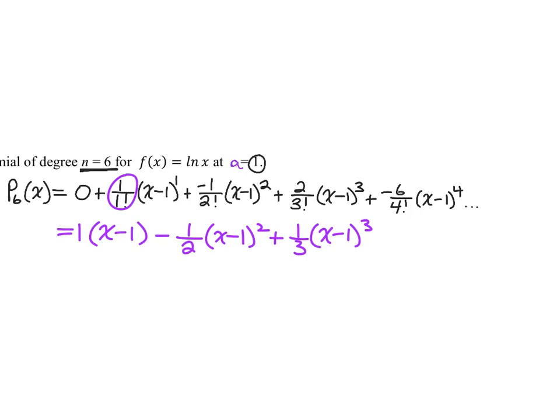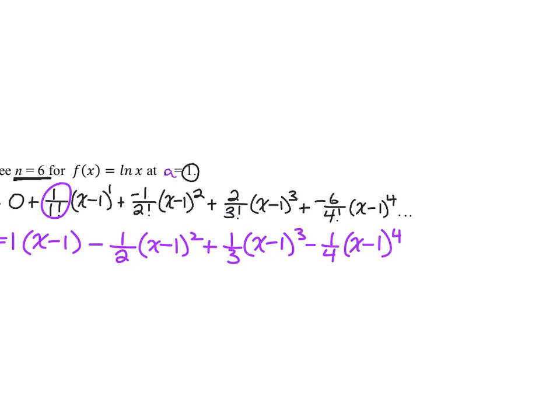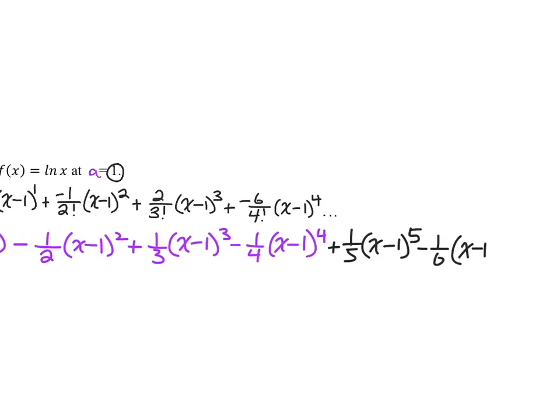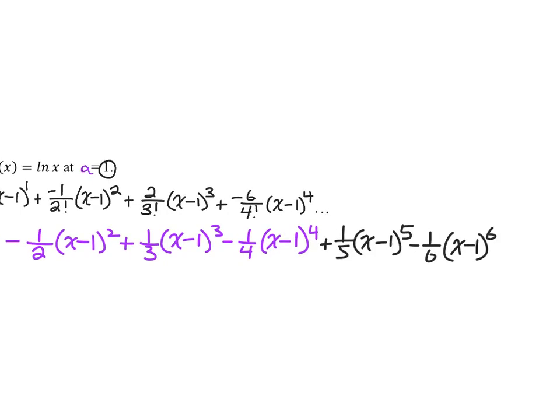4 factorial is equal to what? 24. What's 6 into 24? What does that simplify down to? 1/4. So minus 1/4 (x minus 1) to the 4th. So sometimes taking a sec and really thinking about what's going on can get the job done. We know it's alternating. So the next one is going to be positive 1/5 (x minus 1) to the 5th. And then finally 1/6 (x minus 1) to the 6th.